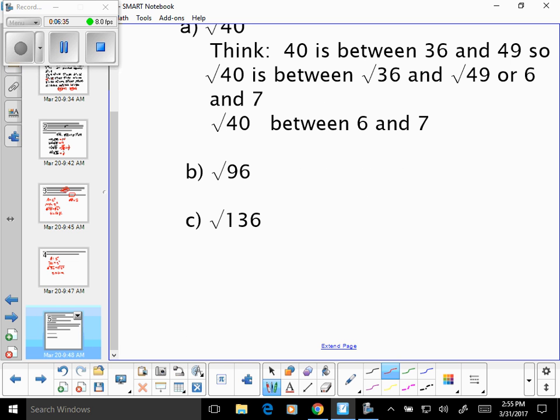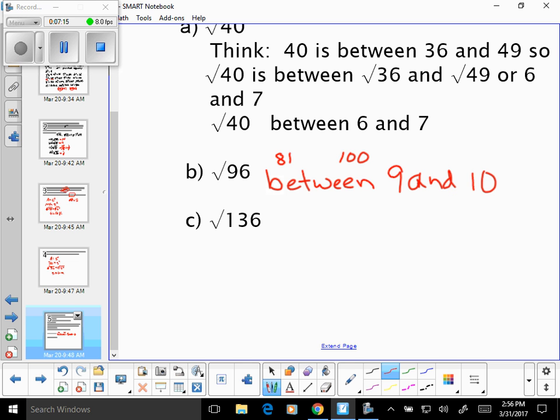Let's go on to B. If I look at 96, the perfect square that's just lower than 96 is what number? Check your list. Yes, it's 81. What's the perfect square that is just higher than 96? Well, that's 100. Therefore, the square root of 96 has to be between the square root of 81, which is 9, and the square root of 100, which is 10. So my best answer at this point is that the square root of 96 is between 9 and 10.